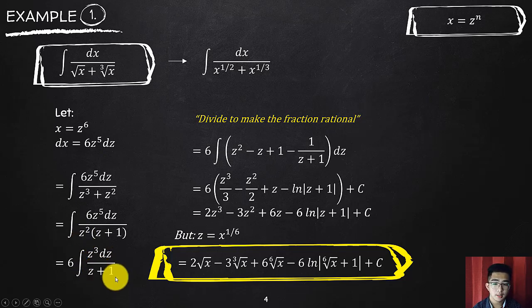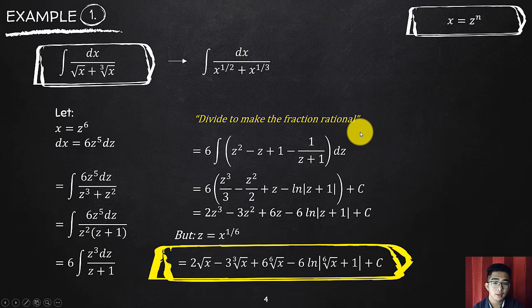Okay? Now what is this? This is now an expression that cannot be solved using the basic integration formulas. But what you can do is to divide first the numerator by the denominator. Now the division of terms, you've already been doing this in differential calculus, correct? When you're simplifying your differentials. Why are we dividing z cubed by z plus 1? Well, we divide it to make the fraction rational, okay?